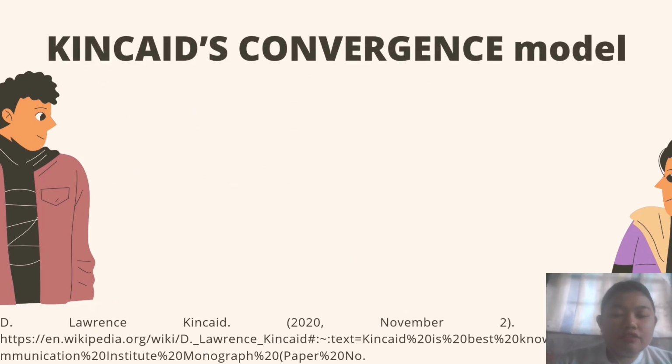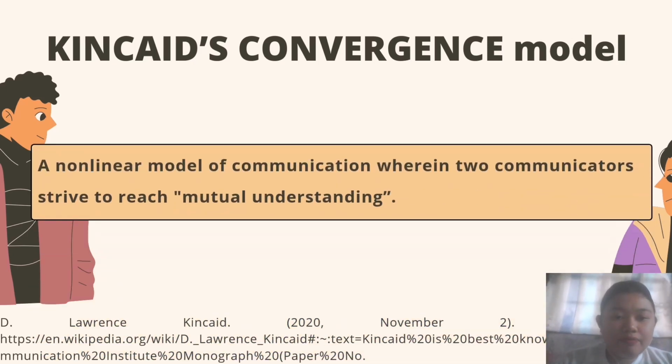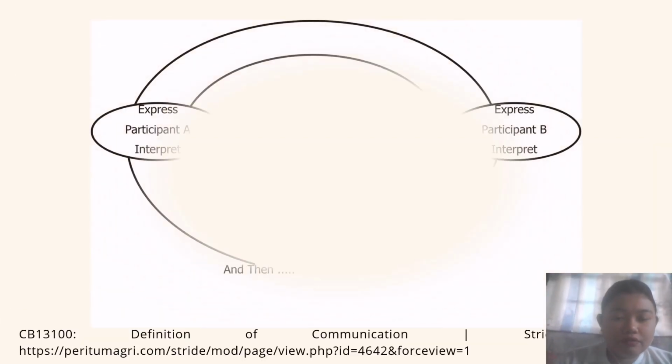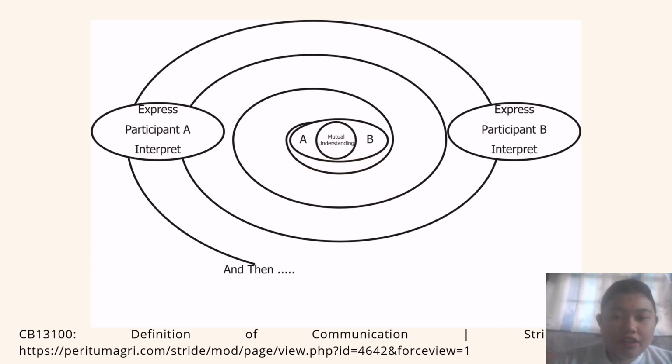So the Kincaid's convergence model was invented in the year 1981 by D. Lawrence Kincaid. This model is a nonlinear model of communication wherein two communicators strive to reach mutual understanding. So as you can see here, this is the process of Kincaid's model. We have the model in figure 1, with the participant A, and we have the participant B.